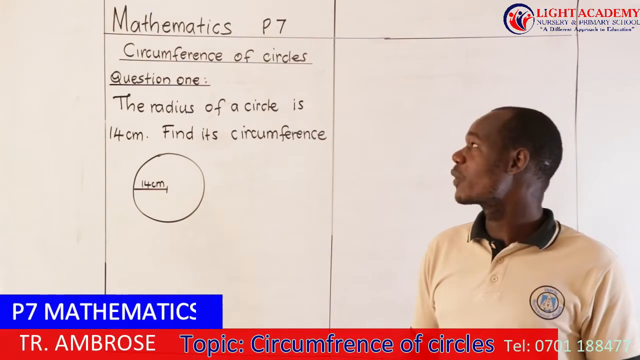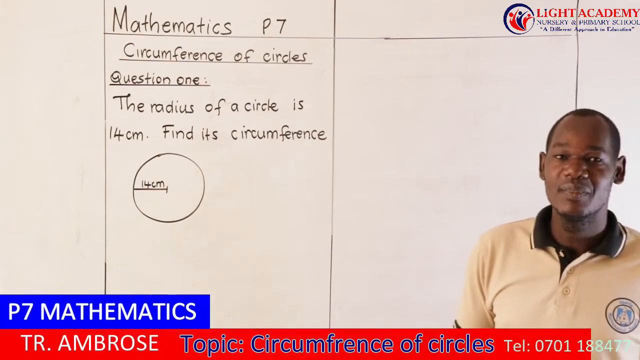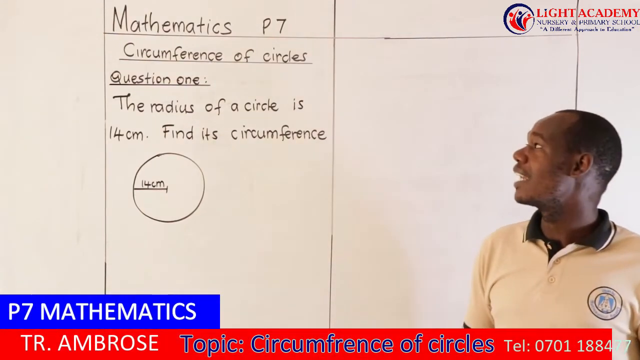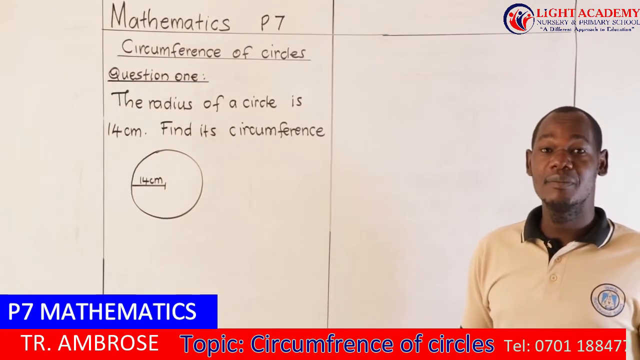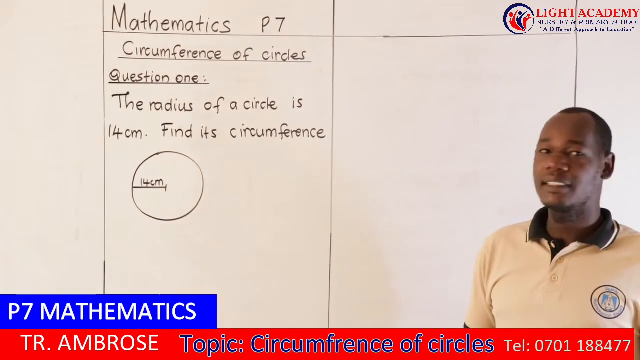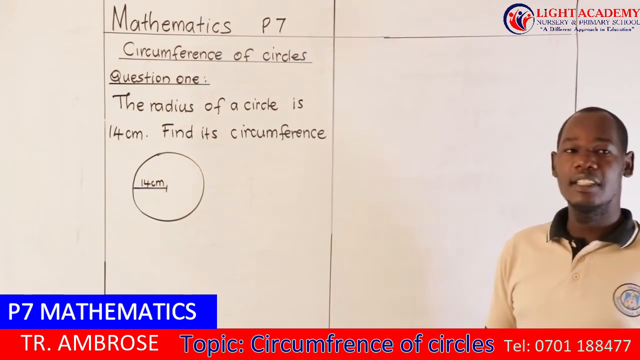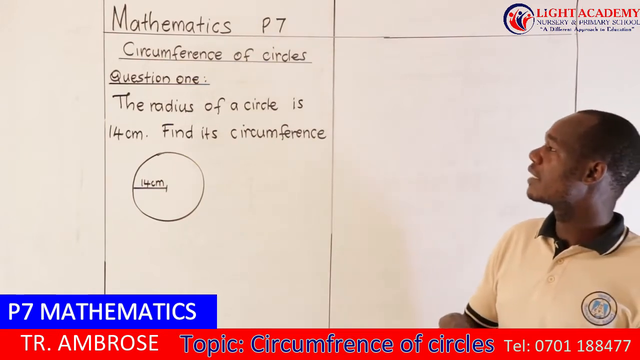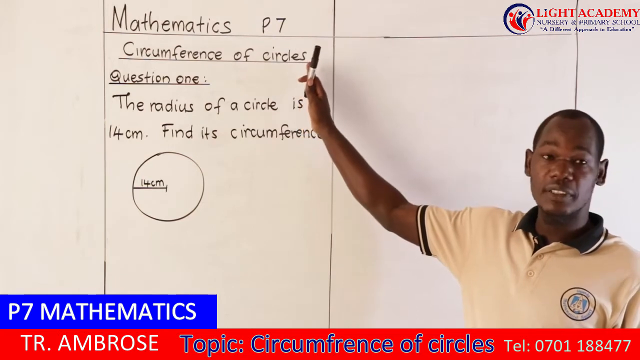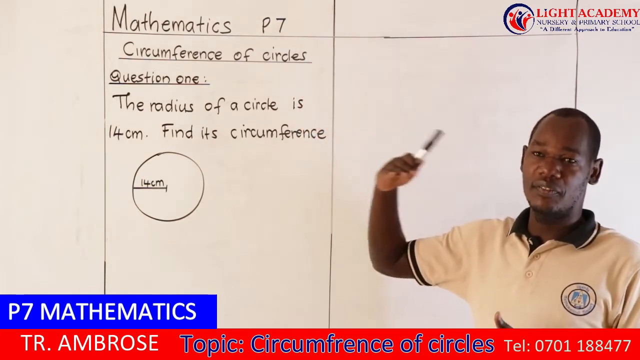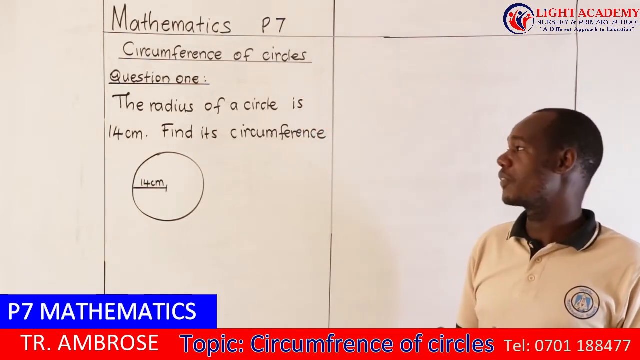We shall continue with what we have always been doing. My name is still teacher Ambrose, and I'm going to look at mathematics, primary 7. But this time round, we shall continue from where I taught in the previous lesson. So in this particular lesson, we are going to look at circumference of circles. We're going to see how we can find the length of circumference of the circle.